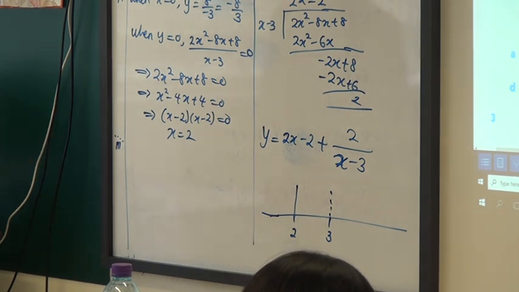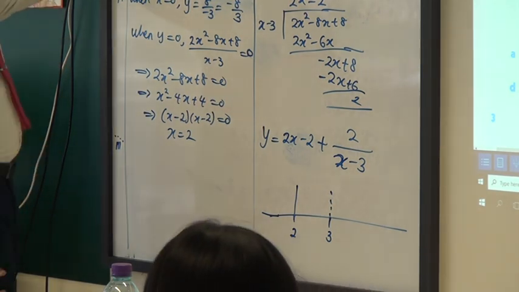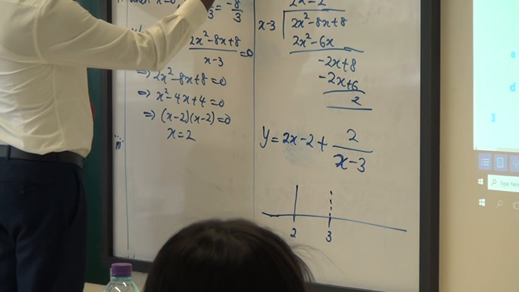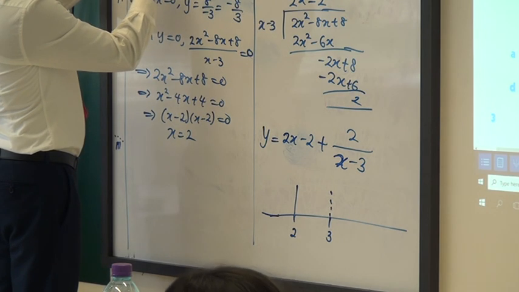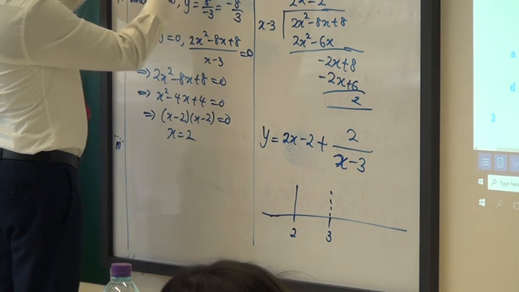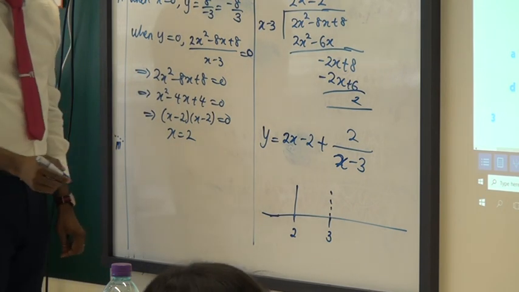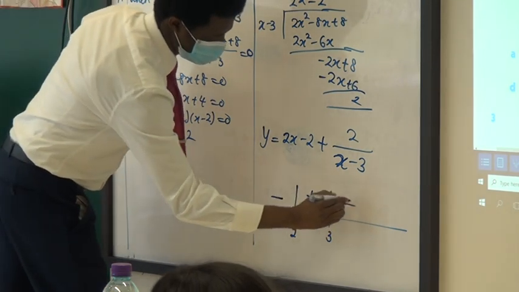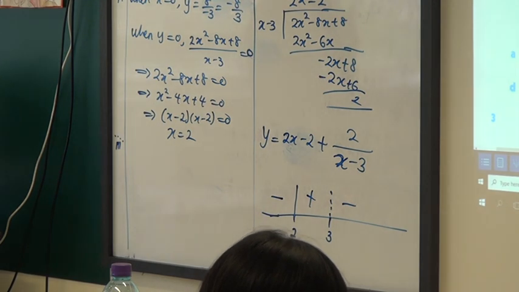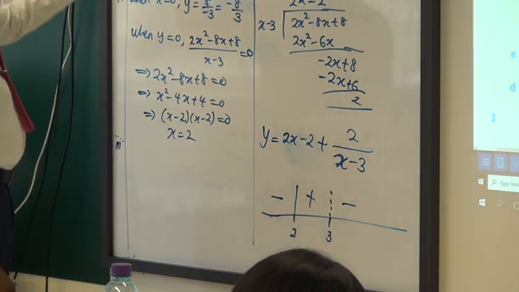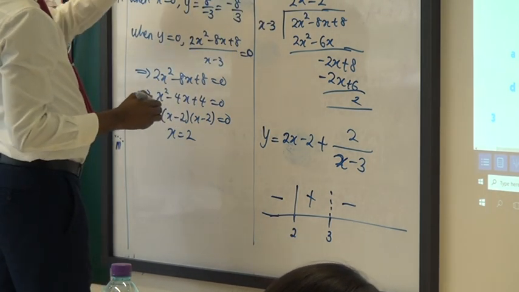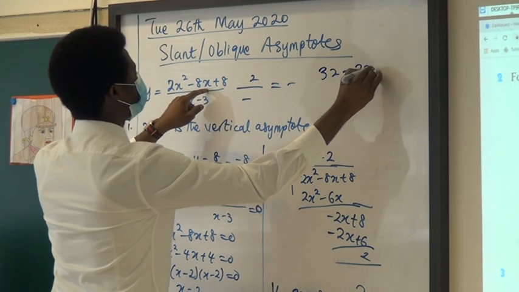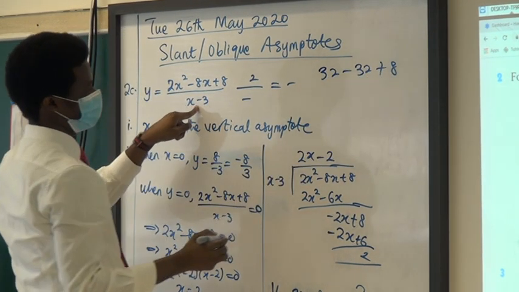For the first one, let's pick 1 for example. When you put 1 here, the denominator is negative. Above, this is 2 minus 8 plus 8, which is 2. So the numerator is positive and the whole thing is negative. Do you agree? You can check. When you put 4, this will be 16, 2 times 16 is 32, 8 times 4 is another 32. So that's positive, right? Then this is positive.